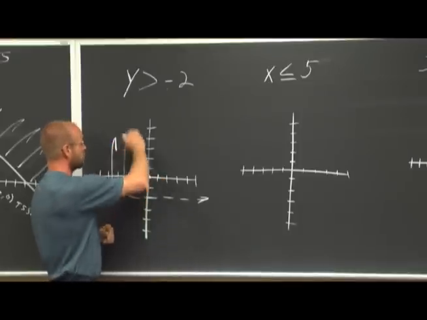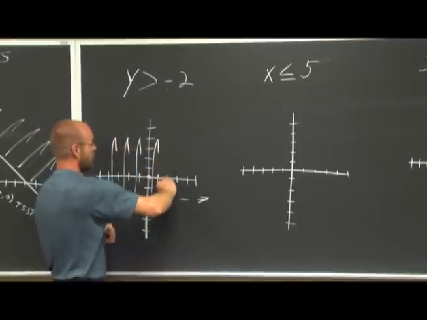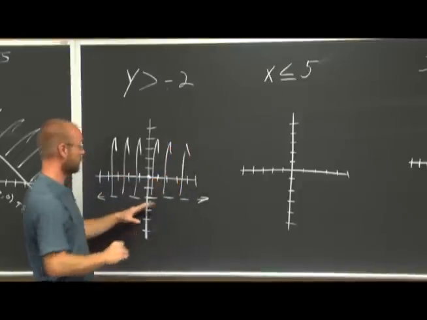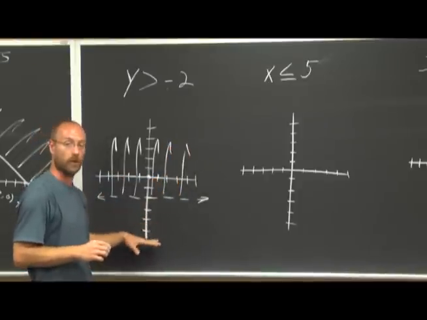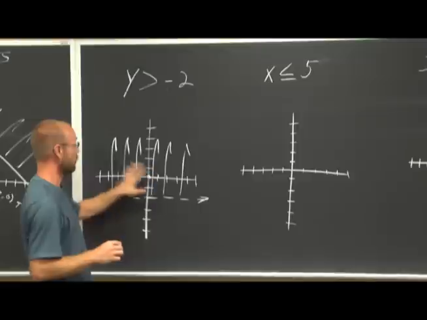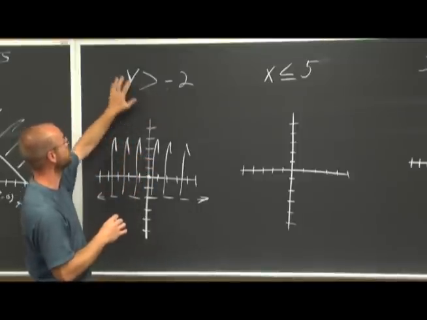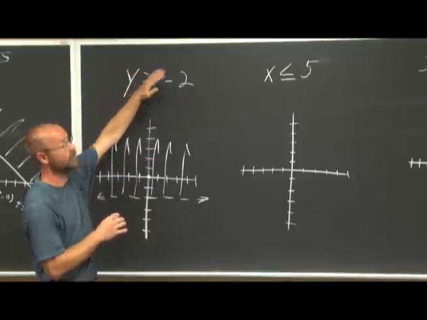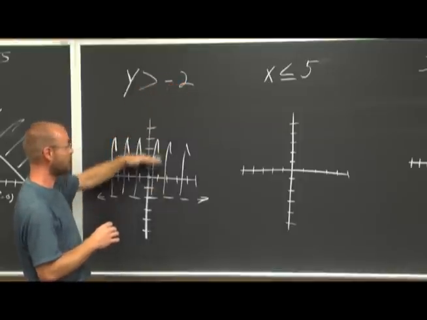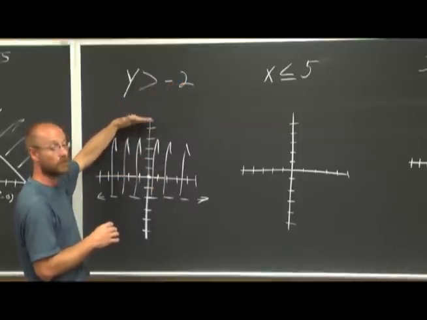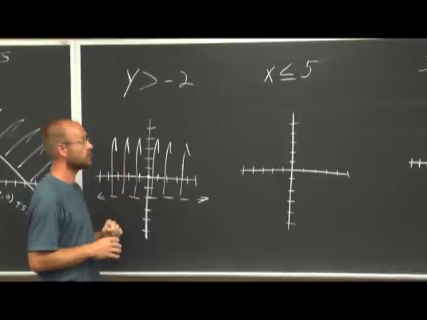So since it's true, we shade that side. If I choose a value over here, it's going to make a false statement. So any value over here will be true. And maybe if we're intuitive enough, we can look at this and say the y values are greater than -2. Well, anything above this gives me a y value greater than -2, so that's a true statement.